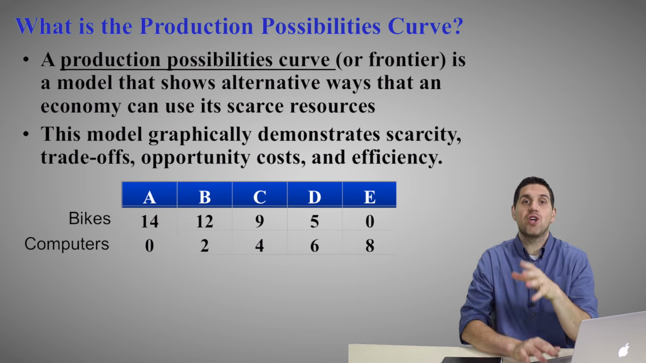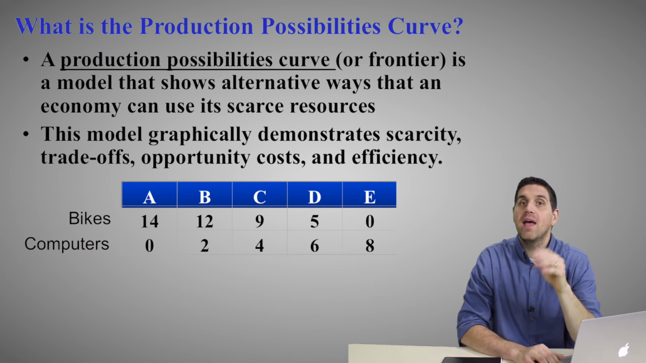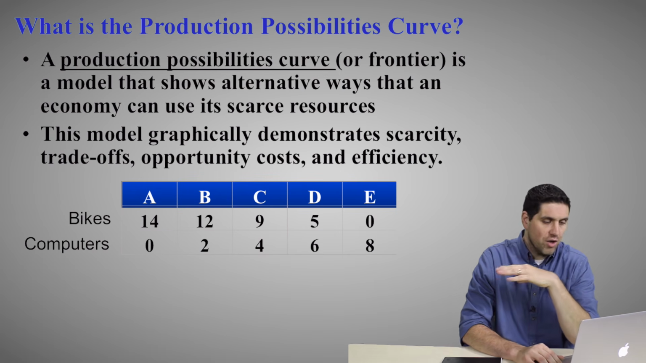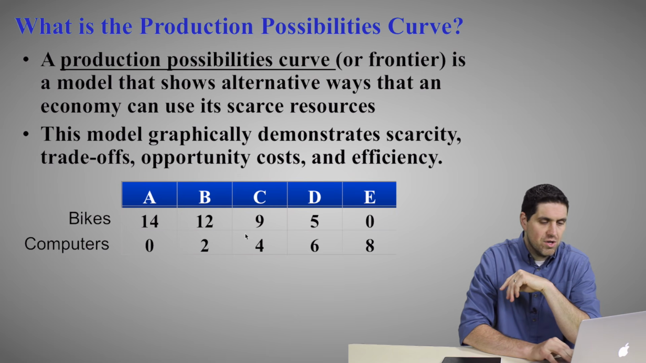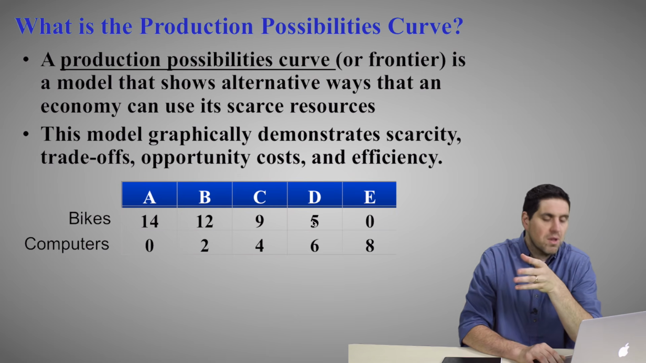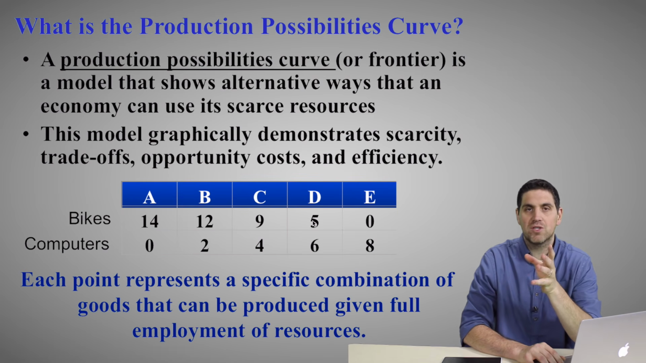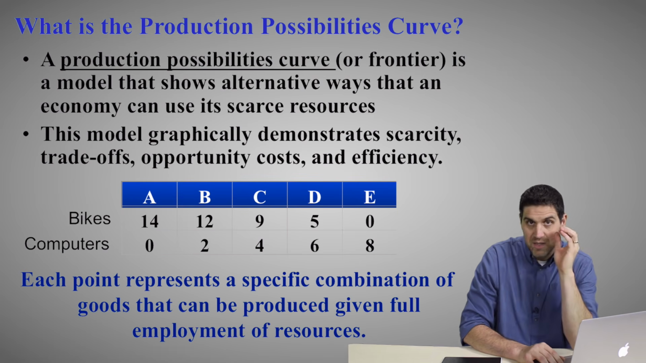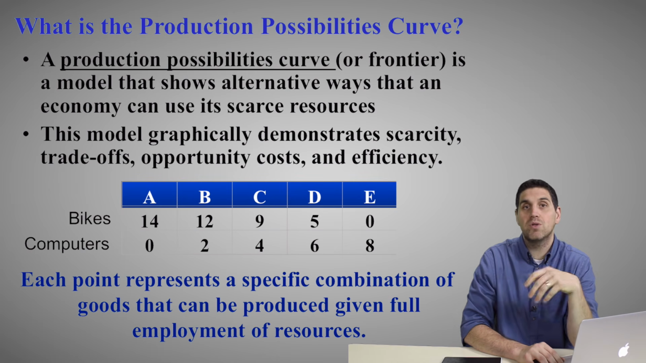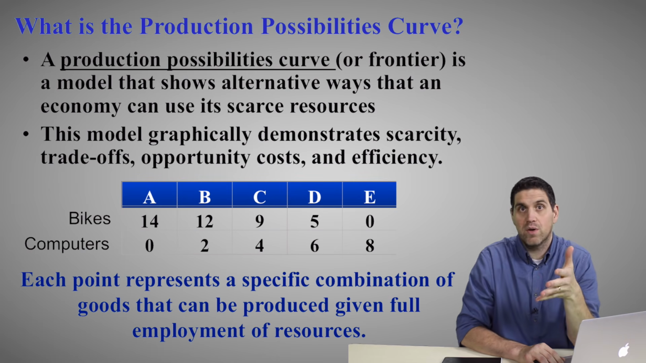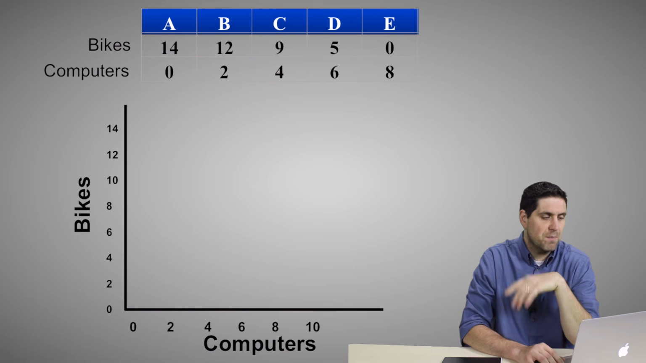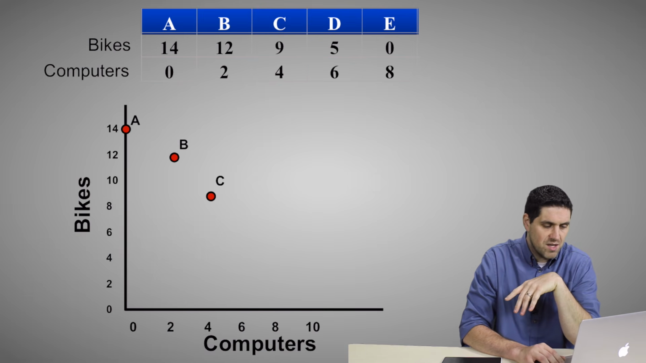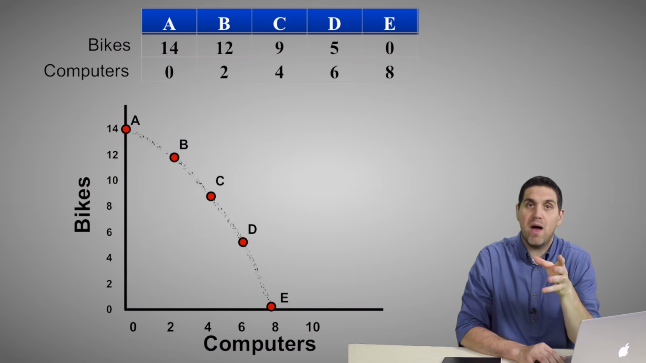Now, it starts off with a chart. This chart showing bikes and computers, A, B, C, D, is all different combinations. So we can produce all bikes and no computers, or all computers and no bikes, or some combination between. So if you actually plot this, you come up with a production possibilities curve. Each point represents a specific combination of the two goods we can produce at full employment using all of our resources. So if we take the chart, put it on a graph, it's going to look like this. You've got bikes, computers, and you plot the different points, and you've got, boom, right here, the production possibilities curve.